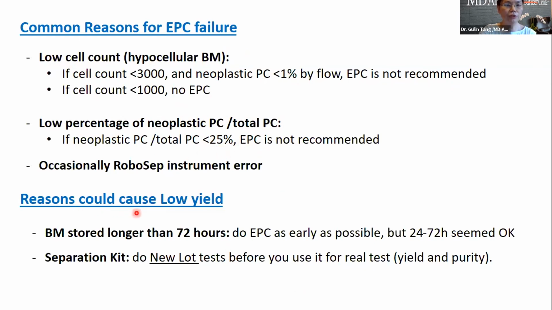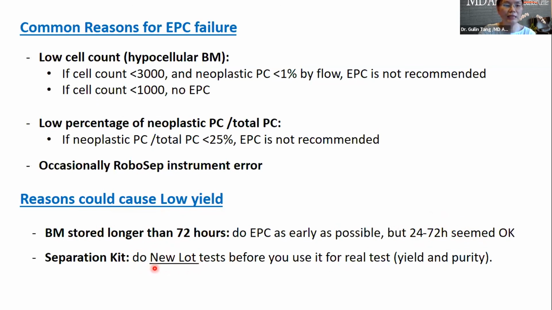The reasons that could cause low yield: the first one is bone marrow stored longer than 72 hours. But I don't think you need to worry about it so much. For weekdays, Monday to Friday, we usually run within 24 hours. But if the specimen is received on Friday, we have to wait for the next Monday. So 72 hours seems okay. You can still get maybe 80 to 90% of the plasma cells out. It's okay.